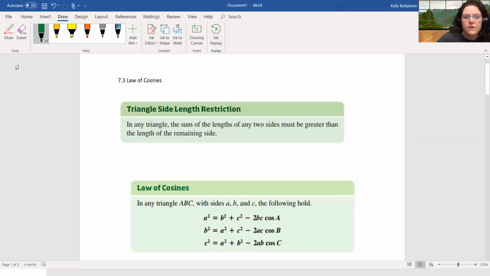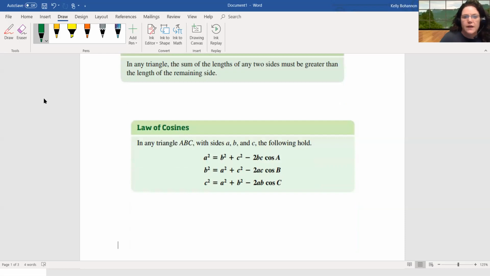All right, so here's our law of cosines. You'll notice that at the front of each one, there's a small letter representing a side. So there's side A, and here's B and C. And whatever's after the equal sign, BC goes in front of cosine, and the angle matches whatever side is on the left-hand side. So that's how we determine which one we're going to use when we look at a problem.